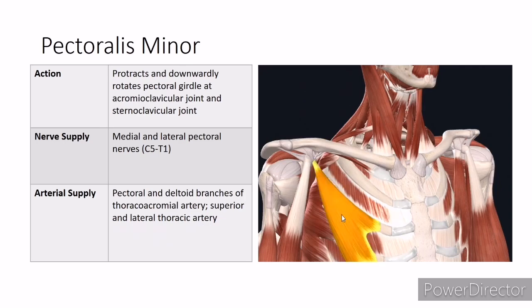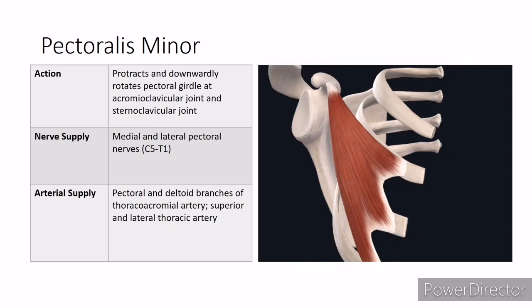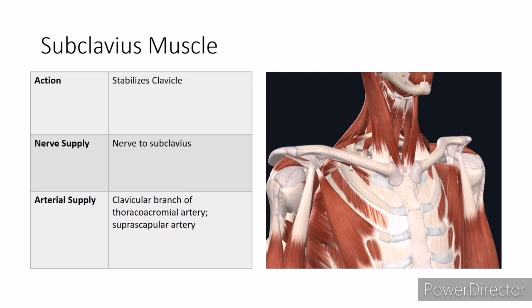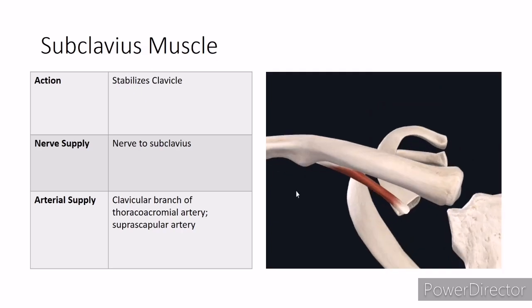The pectoralis minor muscle: its action is protraction and downward rotation of the pectoral girdle at the acromioclavicular joint and sternoclavicular joint. It is innervated by the medial and lateral pectoral nerves. It is also supplied by the thoracoacromial artery. The subclavius muscle stabilizes the clavicle. It is innervated by the nerve to the subclavius. It is supplied by the clavicular branch of the thoracoacromial artery and the suprascapular artery.